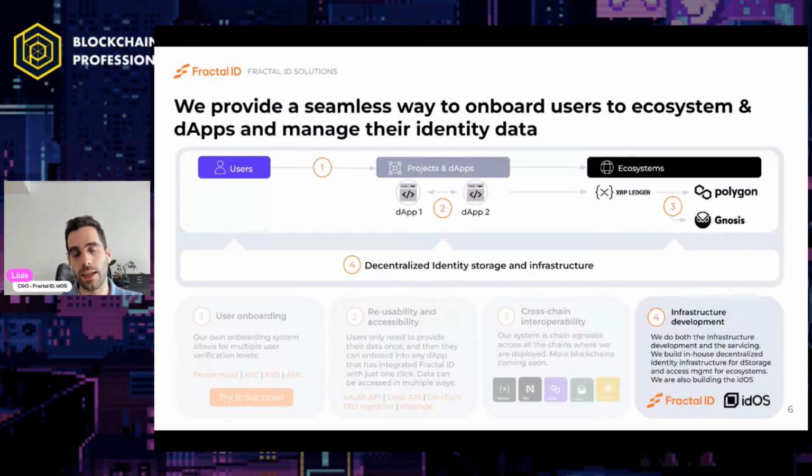And finally, as I mentioned before, we also develop the infrastructure for those ecosystems to be able to provide solutions for their dApps and their users. This is something that we do under Fractal ID, but more specifically, in the last months, we do it through the idOS, which I will explain a little bit more in a moment.